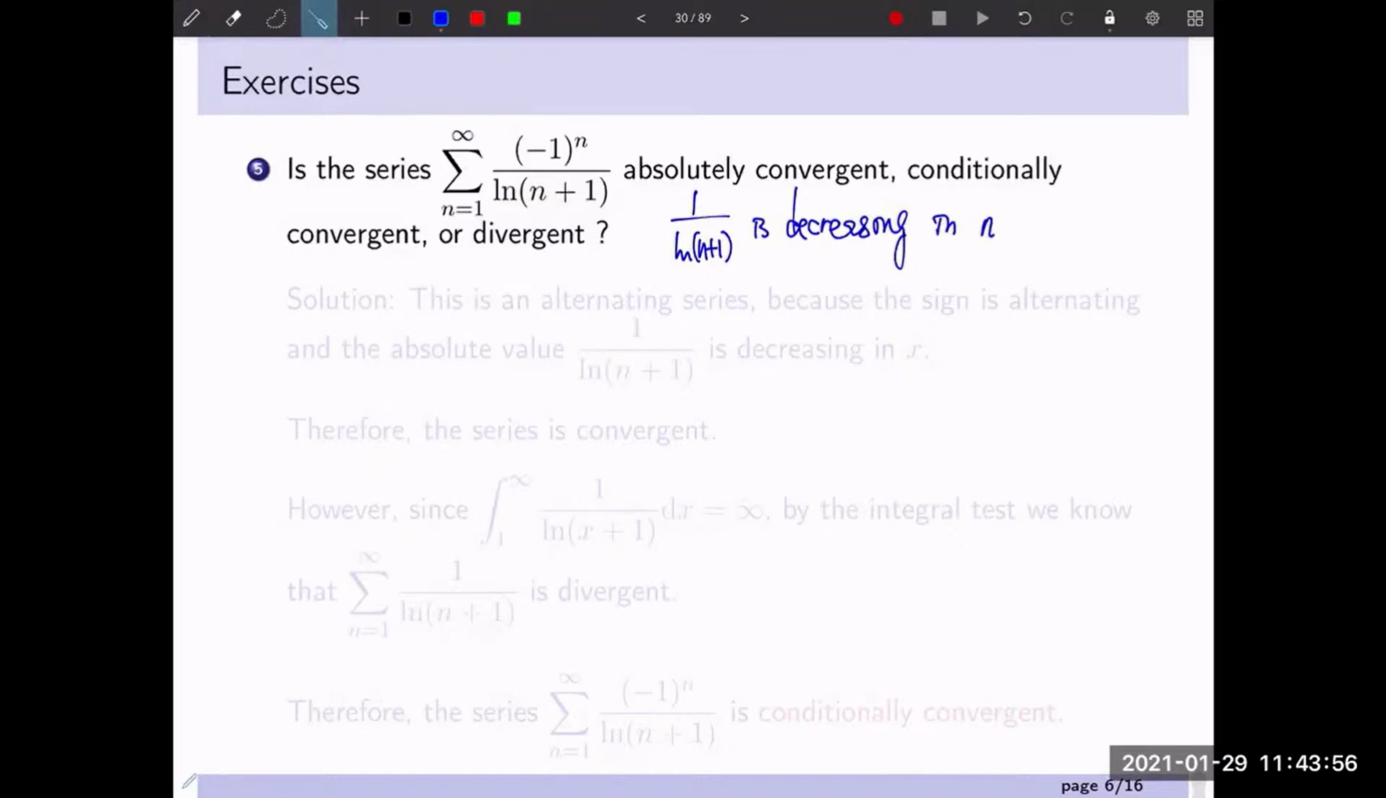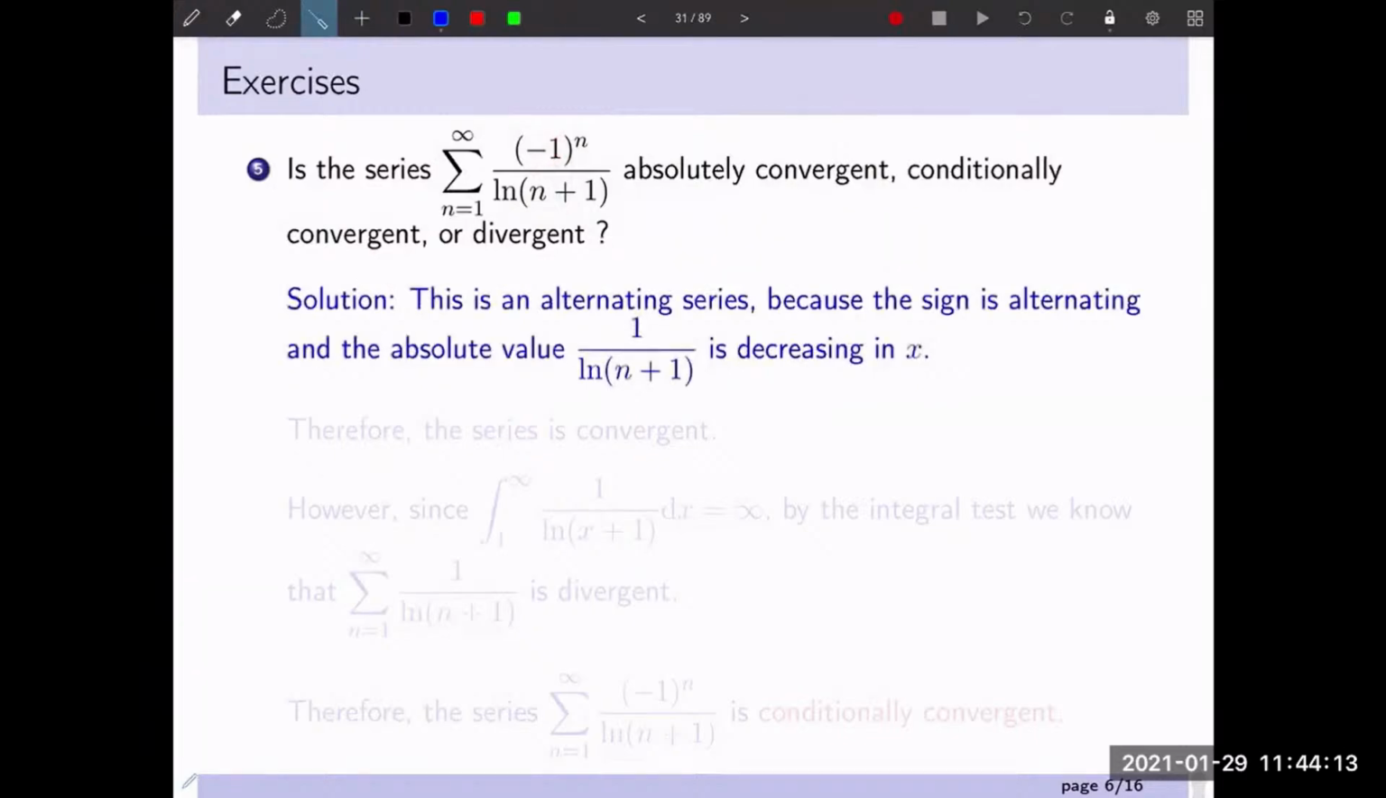Therefore, you have an alternating series. It's a typical alternating series, which is convergent. So this series is convergent. The question is whether it is absolutely convergent or conditionally convergent. Okay, so it is convergent. But if you consider the absolute value series, removing the negative sign, this is divergent.